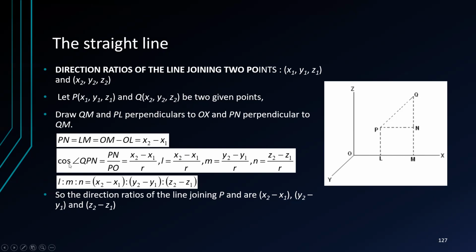So cosine of angle QPN is PN over PQ is equal to x2 minus x1 over R. So L is equal to x2 minus x1 over R. M is equal to y2 minus y1 over R. And N is z2 minus z1 over R. Therefore, L, M, N is x2 minus x1 and y2 minus y1 and z2 minus z1. So, the direction ratios of the line joining P and Q, x2 minus x1, y2 minus y1, and z2 minus z1.